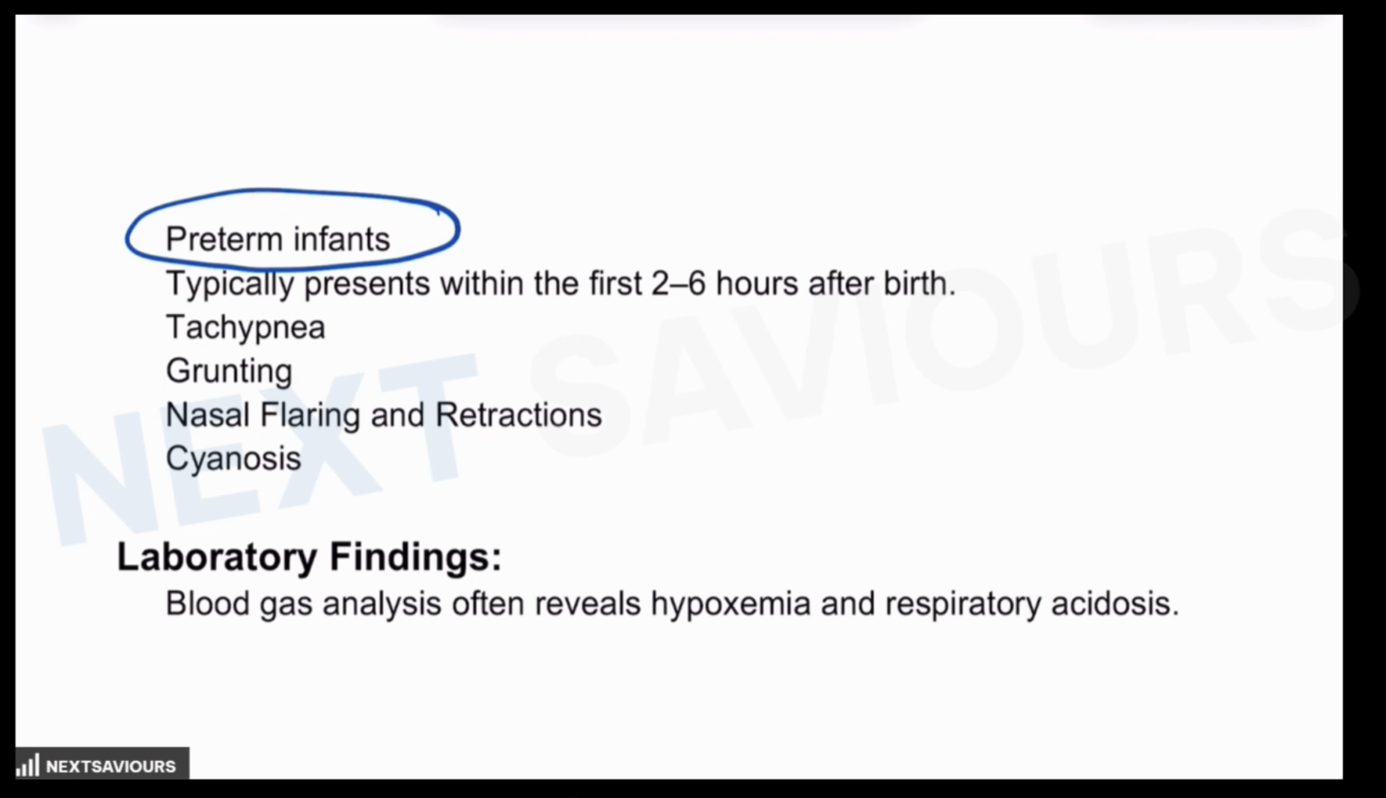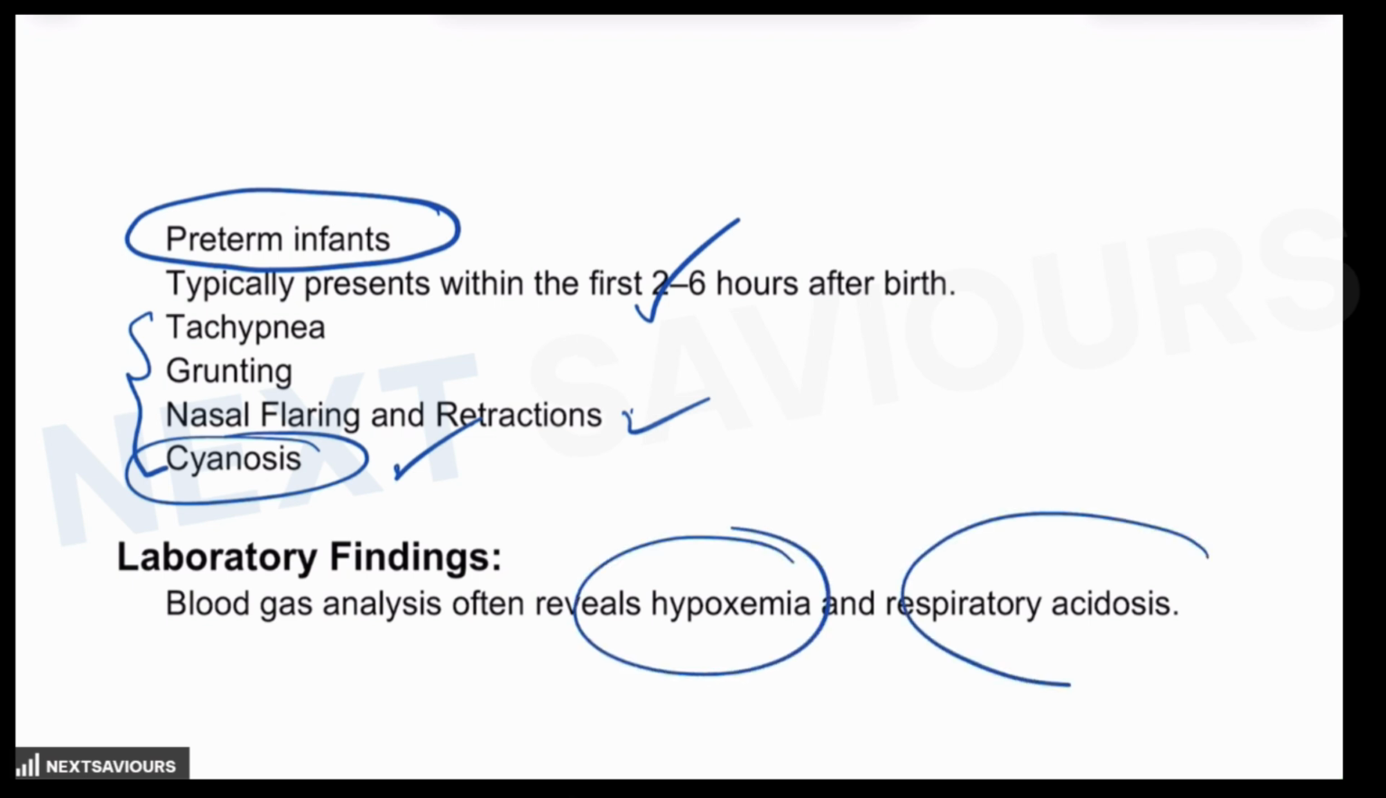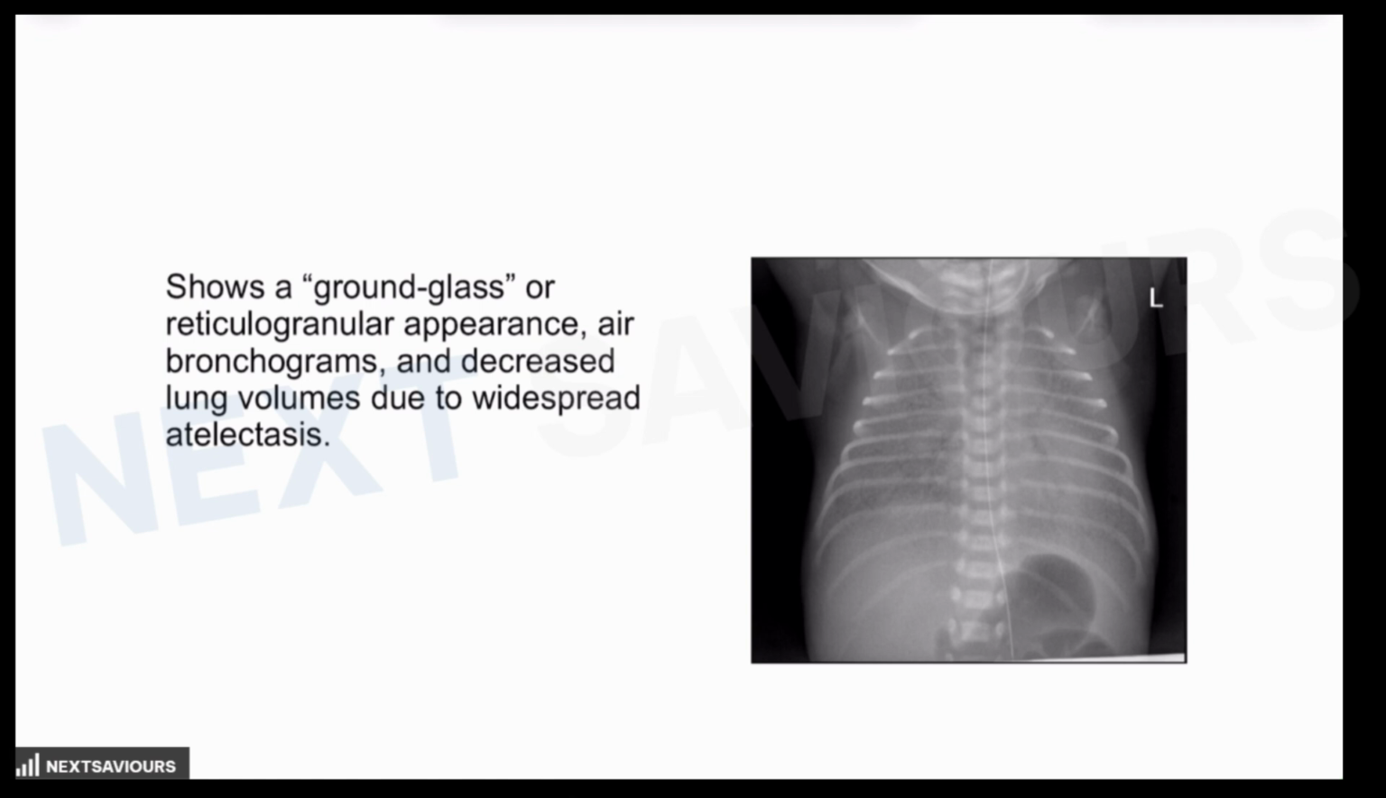As far as the timing is concerned, it typically presents within the first 2 to 6 hours after birth with characteristic clinical signs in the form of tachypnea. Grunting is actually a compensatory mechanism to maintain expiratory pressure. Nasal flaring and retractions reflect increased work of breathing, and ultimately cyanosis. In moderate to severe cases, because of impaired oxygenation, there could be cyanosis also, with laboratory findings of hypoxemia and respiratory acidosis. As far as chest findings are concerned, it shows a typical ground glass or reticulogranular appearance, air bronchograms, and decreased lung volumes due to widespread atelectasis.